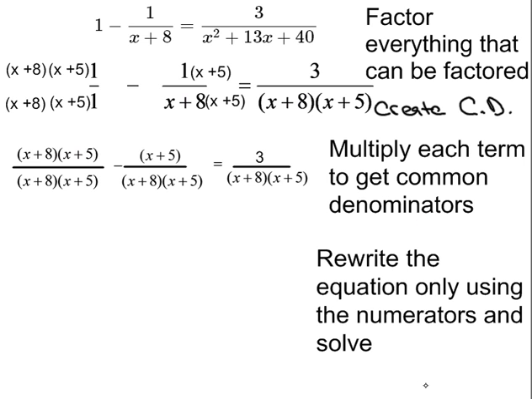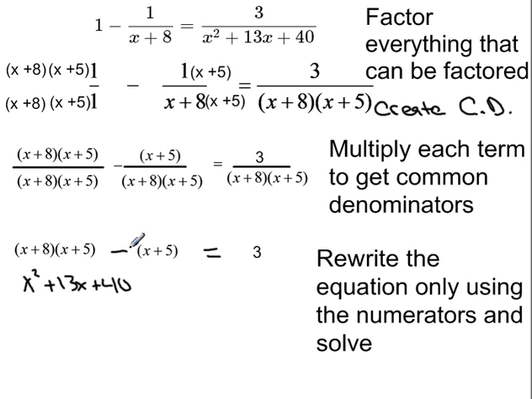Now, rewrite the equation only using the numerators and solve. Essentially, I'm going to take these numerators, copy them, and paste them here. So it's this minus that equals that, and I'm going to solve that, and that's going to give me the value of x. So now I can FOIL this out. That's going to FOIL out to x squared plus 13x plus 40.